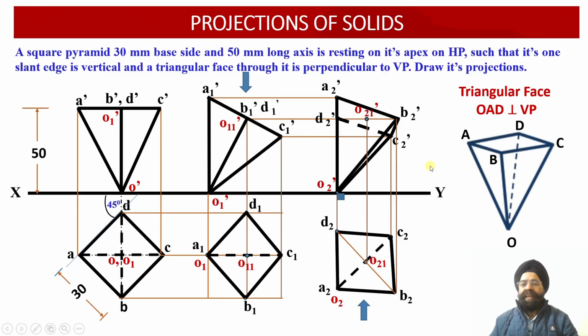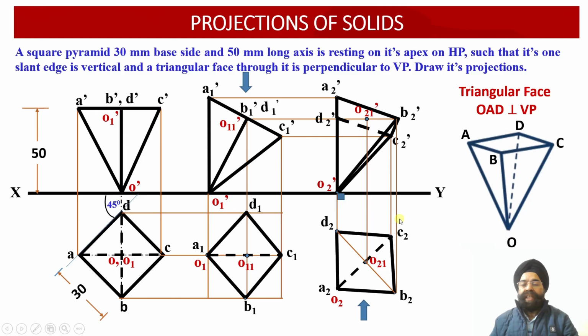Now here we have the front view projections of the oblique inverted square pyramid, in which one of the slant edges happens to be vertical or perpendicular to the horizontal plane, and a triangular face OAD which is containing this vertical edge is also rotated with respect to the vertical plane in such a way that this triangular face becomes perpendicular to the vertical plane.